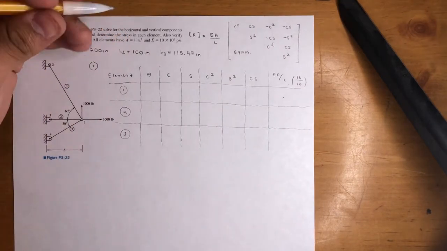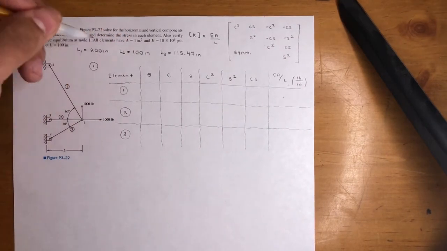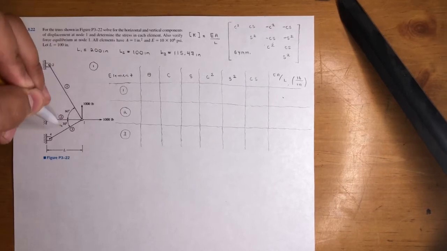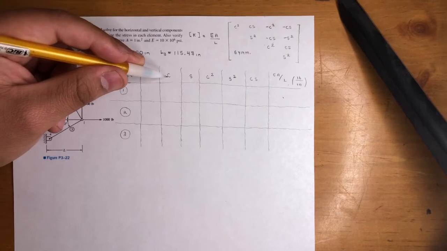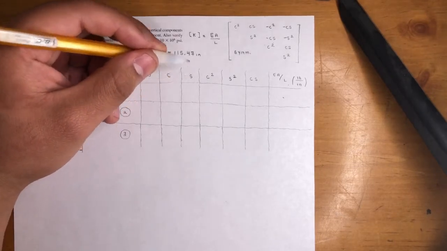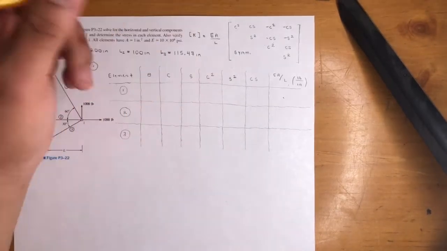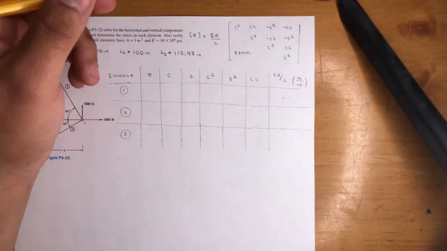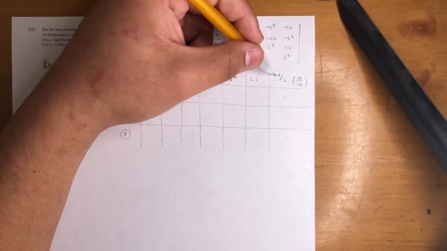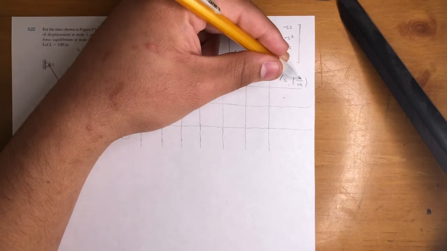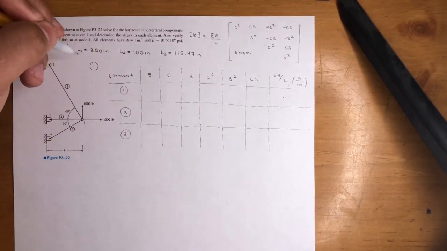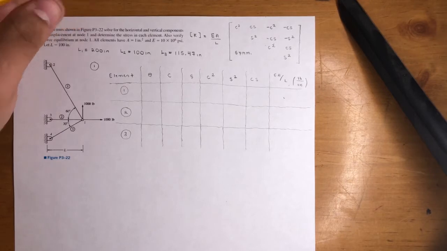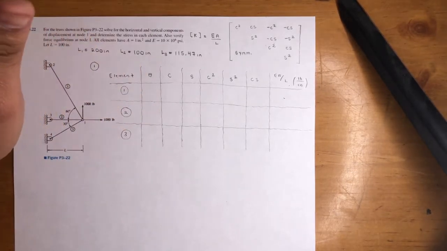Again, I like to do a table for each element. In this case, we have 3 bars: 1, 2, and 3. We have to get the theta, the cosine, the sine, cosine squared, sine squared, and then cosine times sine, and finally the stiffness, EA over L. It has to be in pounds per inch. Sometimes they give us feet, sometimes they give us kilopounds. You have to be careful and make sure everything's nicely converted.